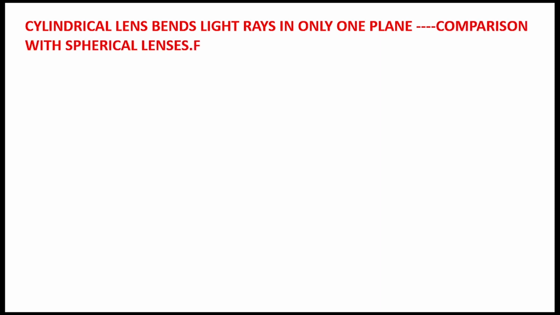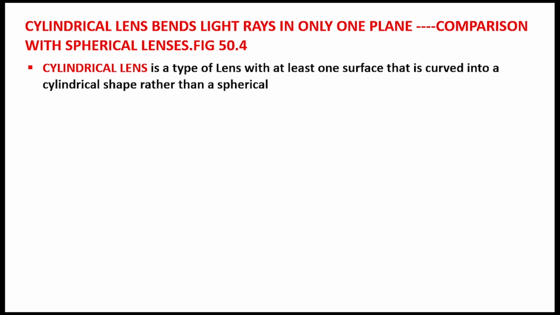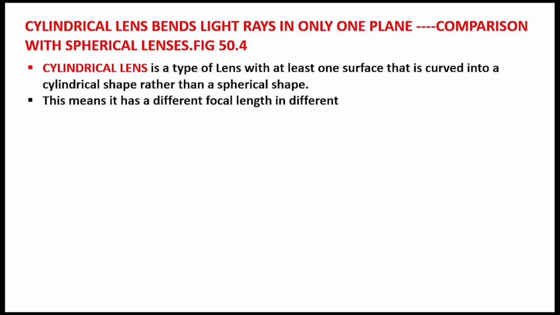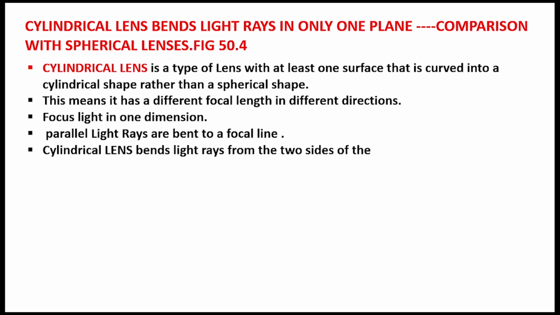Cylindrical lens bends light rays in only one plane. Comparison with spherical lenses, Fig 50.4. A cylindrical lens is a type of lens with at least one surface that is curved into a cylindrical shape rather than a spherical shape. This means it has a different focal length in different directions. It focuses light in one dimension. Parallel light rays are bent to a focal line. A cylindrical lens bends light rays from the two sides of the lens but not from the top or the bottom.